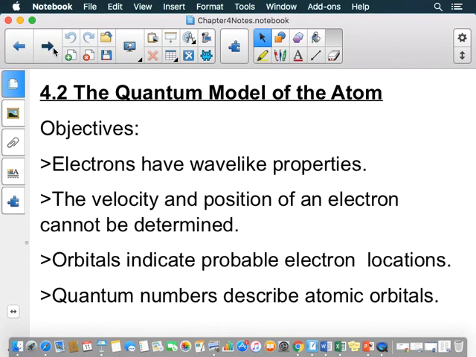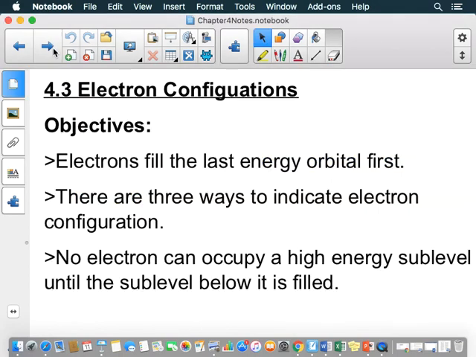So tomorrow you'll have a 4.2 worksheet, and then we're going to take everything we just learned today and utilize it. We'll do the dashes and the arrows on Friday.